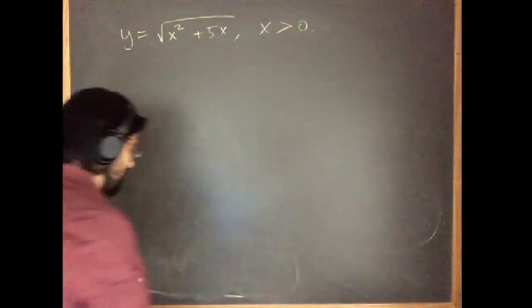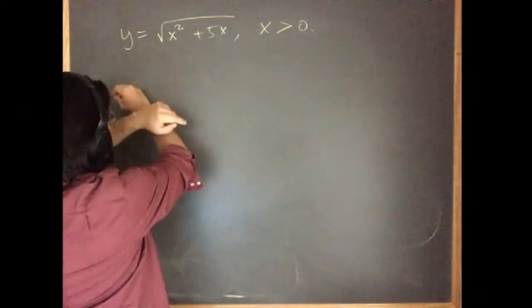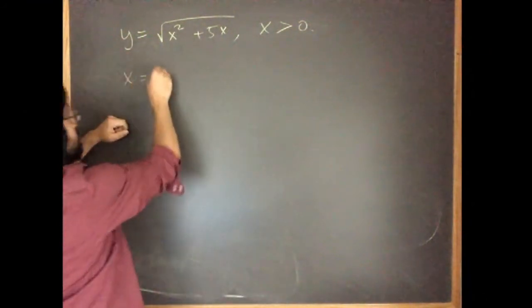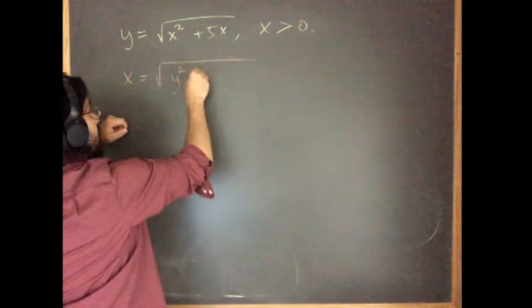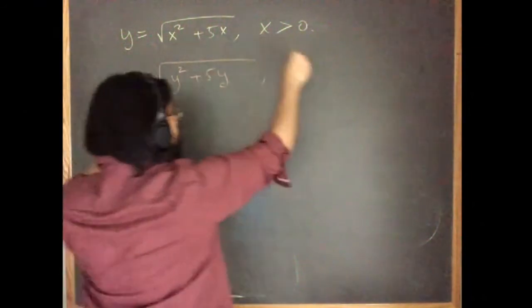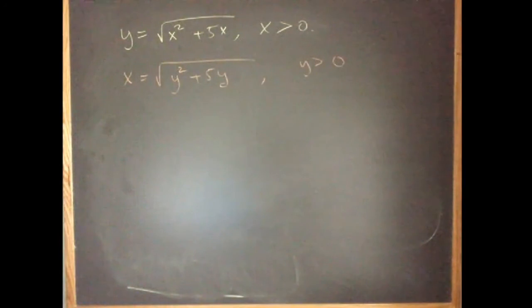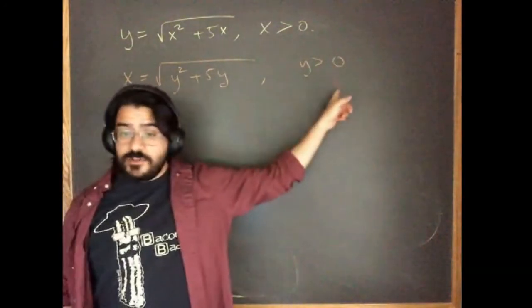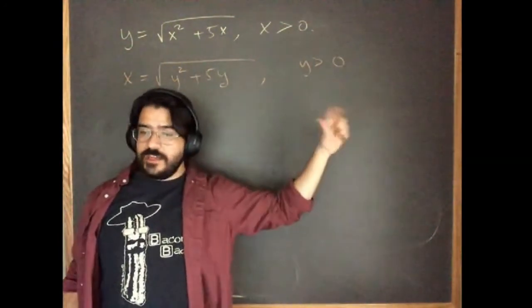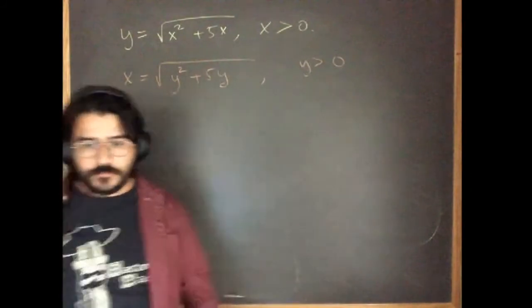Okay, so your first step again is replace the x's with the y's, right? So this becomes x is equal to the square root of y squared plus 5y, and then this one becomes now y is greater than 0. And we're going to use this fact that y is greater than 0 to tell us which of the plus or minus to choose, okay?